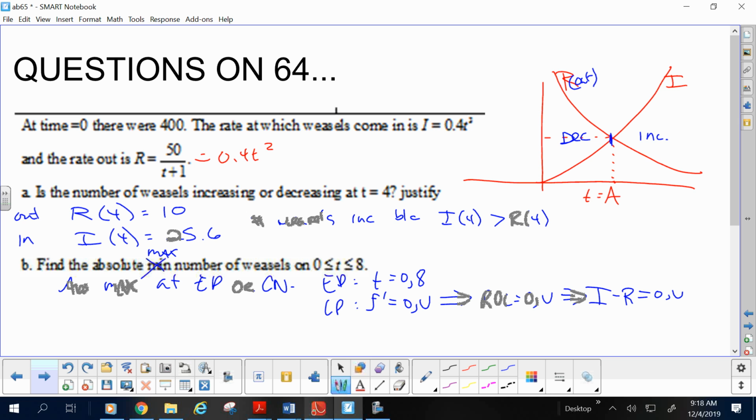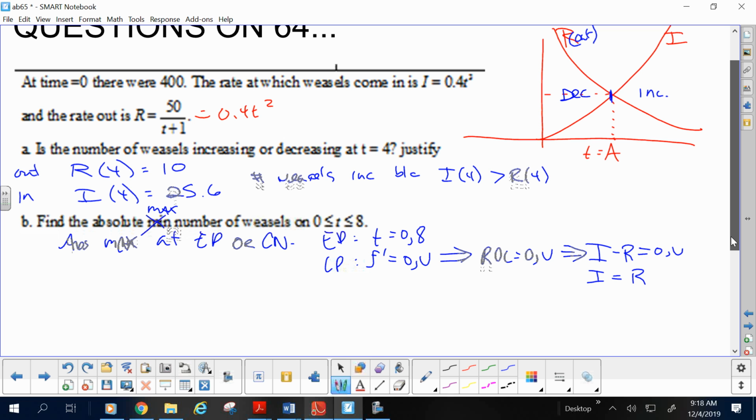Or you could say when in equals out. That's the critical point. Where are they equal? Because that's where you're going to hand off from increasing to decreasing or vice versa. So that's where you find that intersection point. I called it A up here. You actually need to find it, obviously. Anybody have that for me? The intersection time. 3.189? 3.19? Okay, thank you.